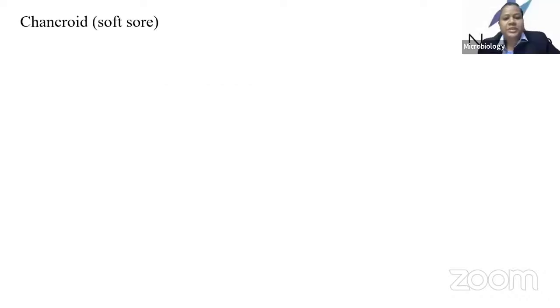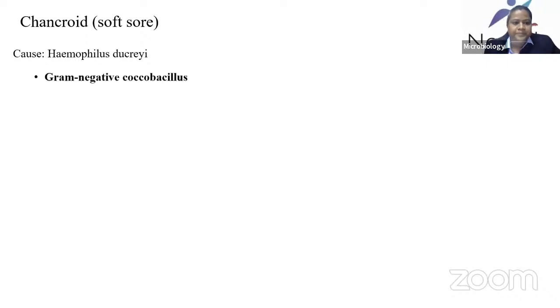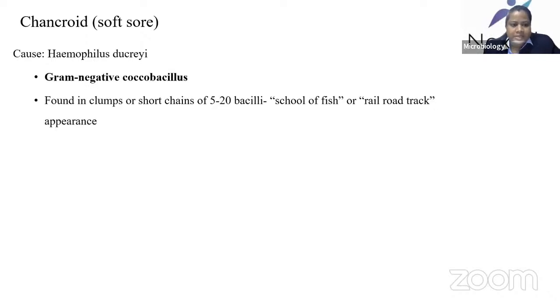Okay, now that we have completed syphilis, we'll move on to the next topic which causes genital ulcer, the chancroid. Chancroid is also called a soft sore, depending on the clinical condition. The organism causing this condition is Haemophilus ducreyi. Haemophilus ducreyi is a gram-negative coccobacillus.